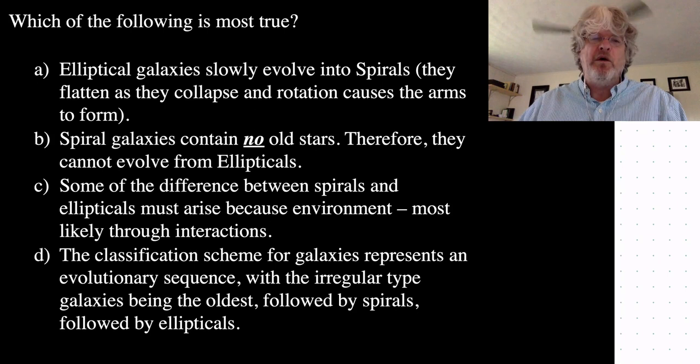And ellipticals slowly evolving into spirals. How is that going to happen? Because ellipticals start off with no dust and gas to begin with. So how are they ever going to form new stars?